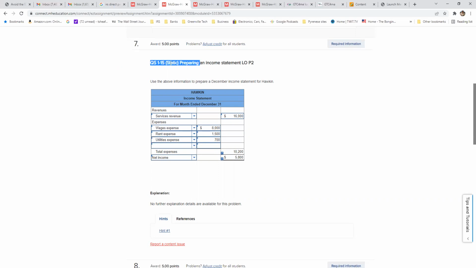And that's so when I talk to you tonight and I refer to the problem number, I'm not going to be referring to this number up here. I'm going to be referring to this number up here, which correlates with the problems in the back of each chapter. This is quick study 1-15, right out of your textbook. The only difference is it's set up in McGraw-Hill so that you can complete it in McGraw-Hill instead of on a piece of paper.